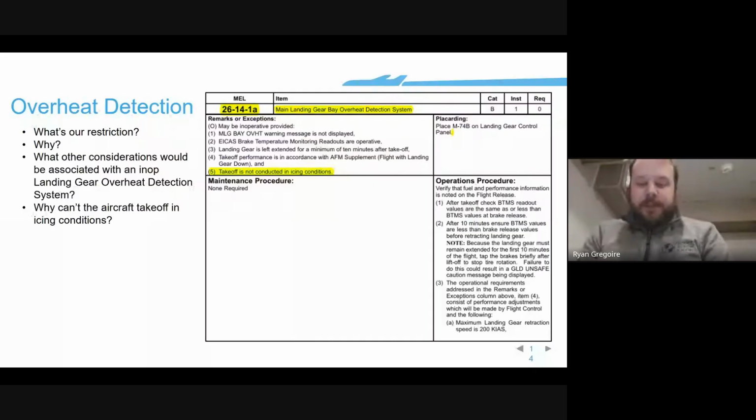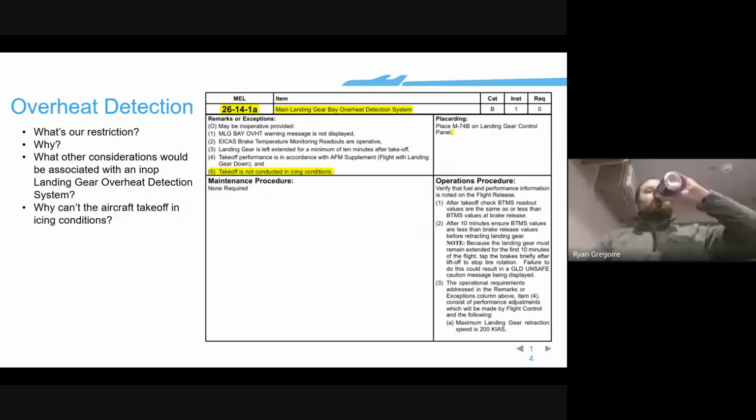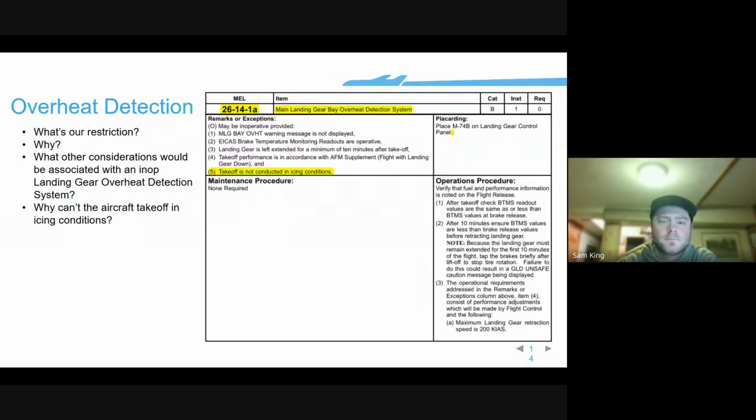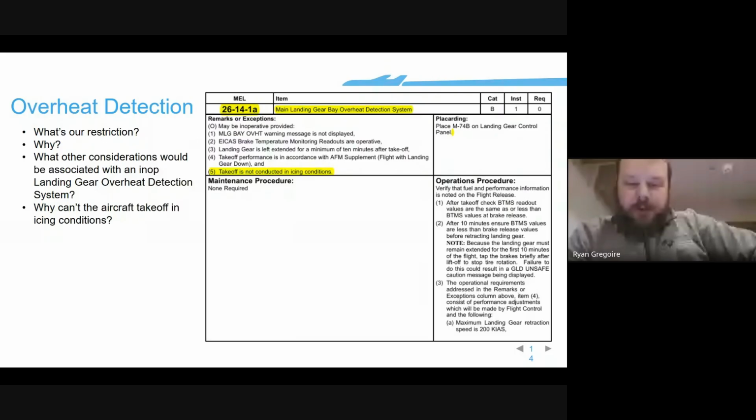MEL 26-14-1 Alpha, main landing gear bay overheat detector, category B, 1 installed, 0 required. What is our restriction? Sam. You can't take off into icing. Yep, correct. No takeoff. Takeoff is not conducted in icing conditions.